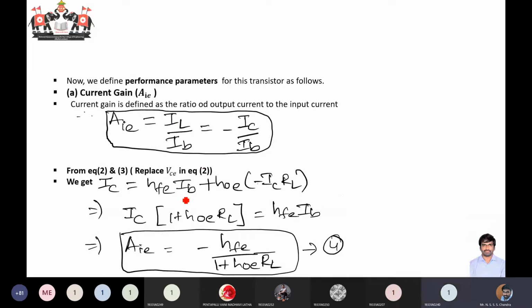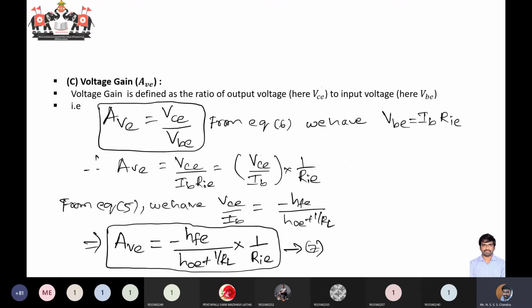Okay. So what is the current gain we obtained in the last class? AI is equal to minus HFE by 1 plus HOE into RL. So HFE is the forward current gain, divided by 1 plus the output conductance into the resistance RL. The same thing we will be writing here: AIB is equal to minus HFB by 1 plus HOB into RL. For the common base amplifier also we will be writing the same thing. Let us check whether we are getting the same thing or not.